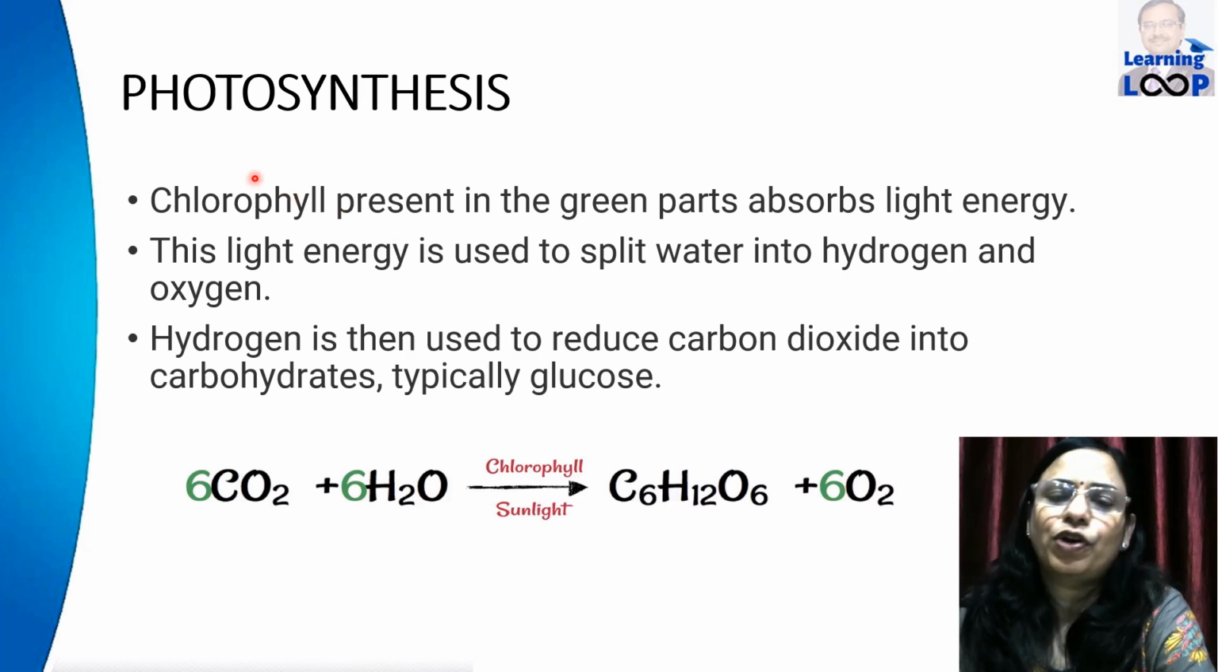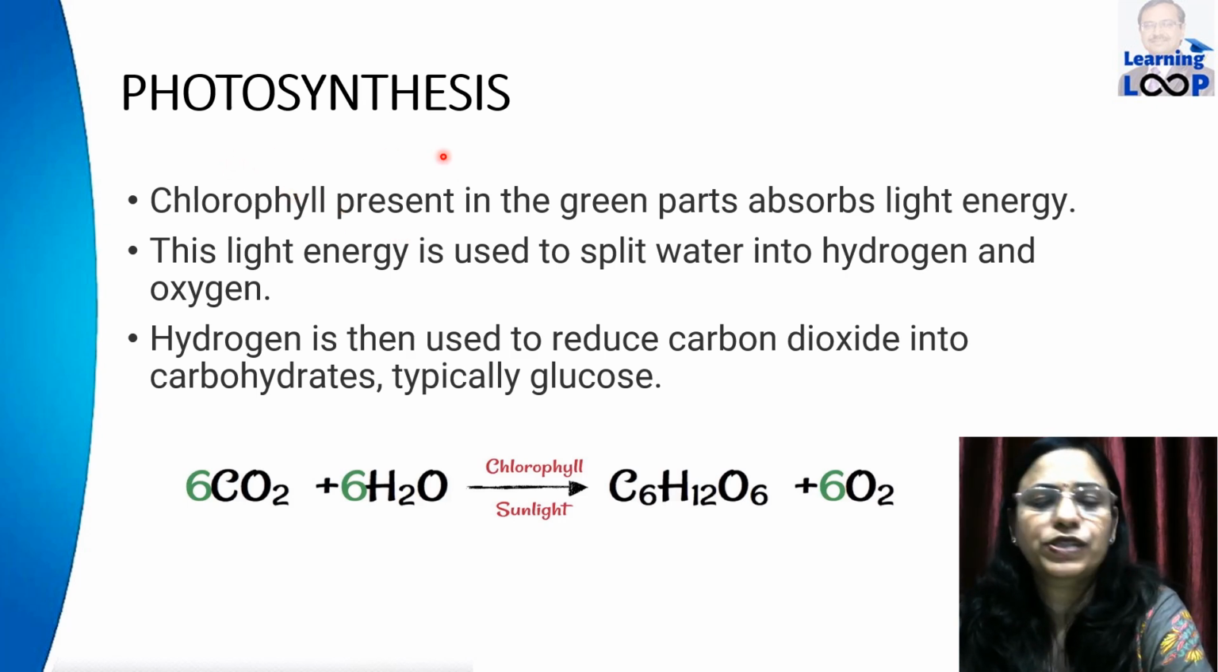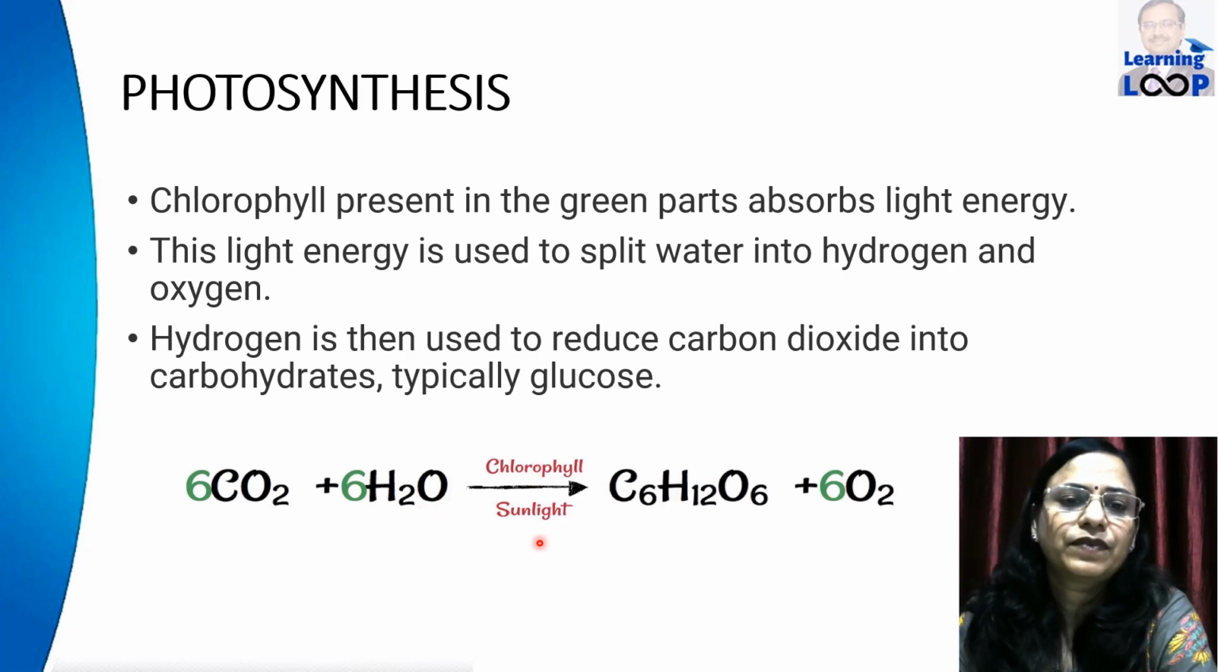So when we say autotrophic mode of nutrition, the first word that comes to our mind is photosynthesis. We have been studying this since our junior classes, that photosynthesis is the process by which green plants manufacture their food in the presence of sunlight, chlorophyll, carbon dioxide and water. So there are four conditions which are absolutely essential for the process of photosynthesis to take place, and these four conditions are presence of carbon dioxide, presence of water, presence of chlorophyll and presence of sunlight.